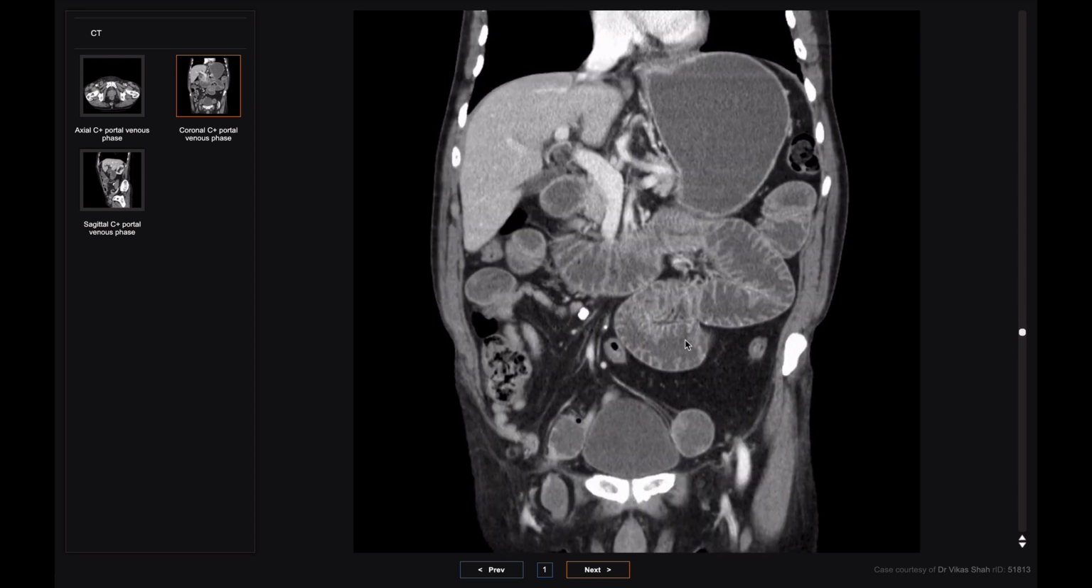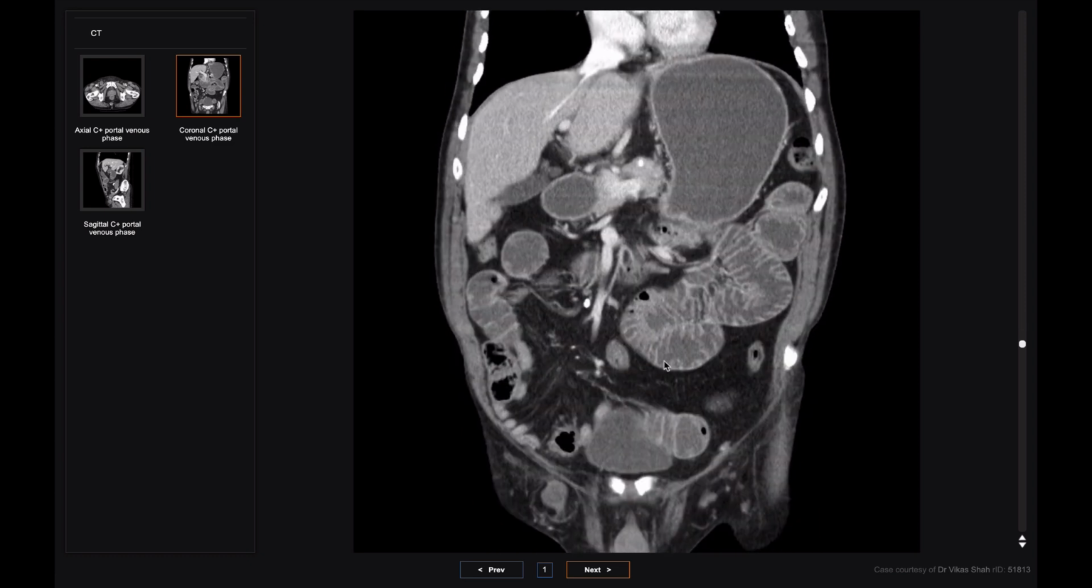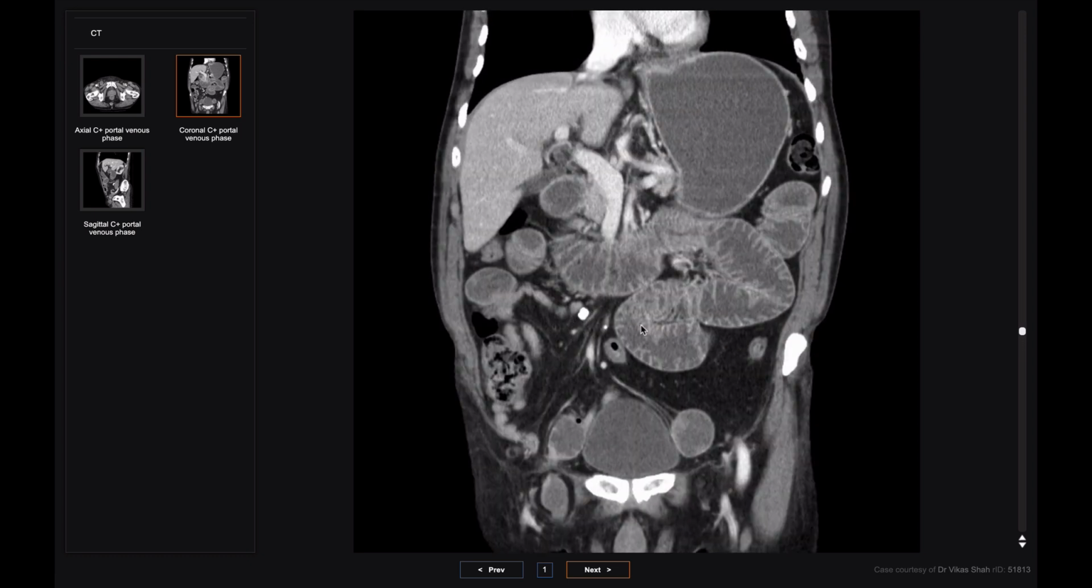In terms of complications, contrast is helpful, because I'd be looking at the enhancement pattern of the bowel wall to see if there's any features of bowel ischemia, which there aren't in this case. We'd also look for the presence of free fluid and for signs of perforation.